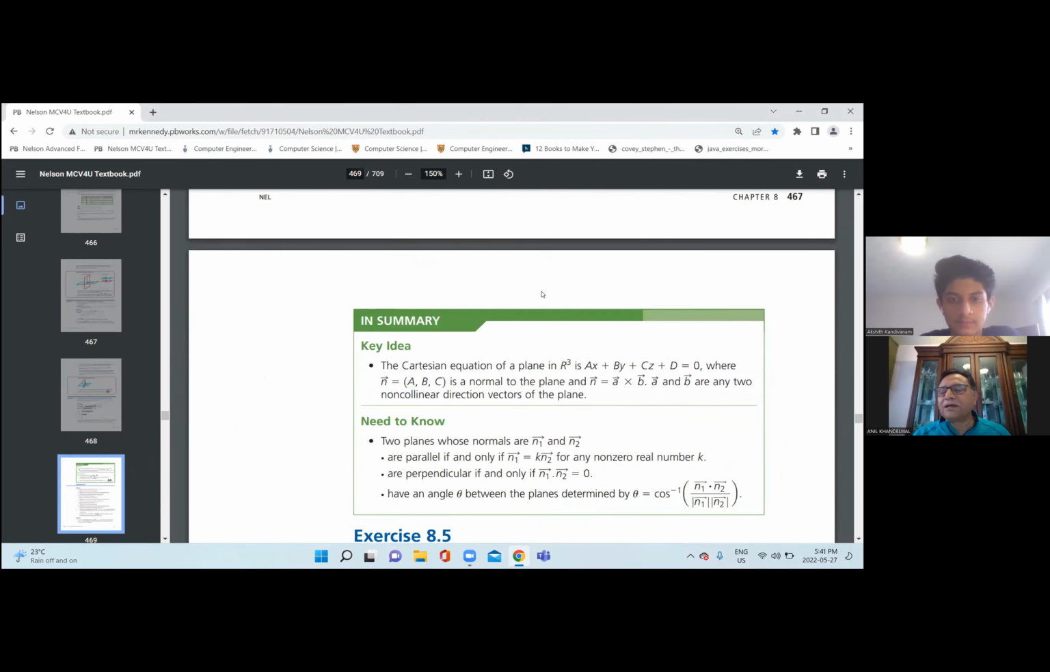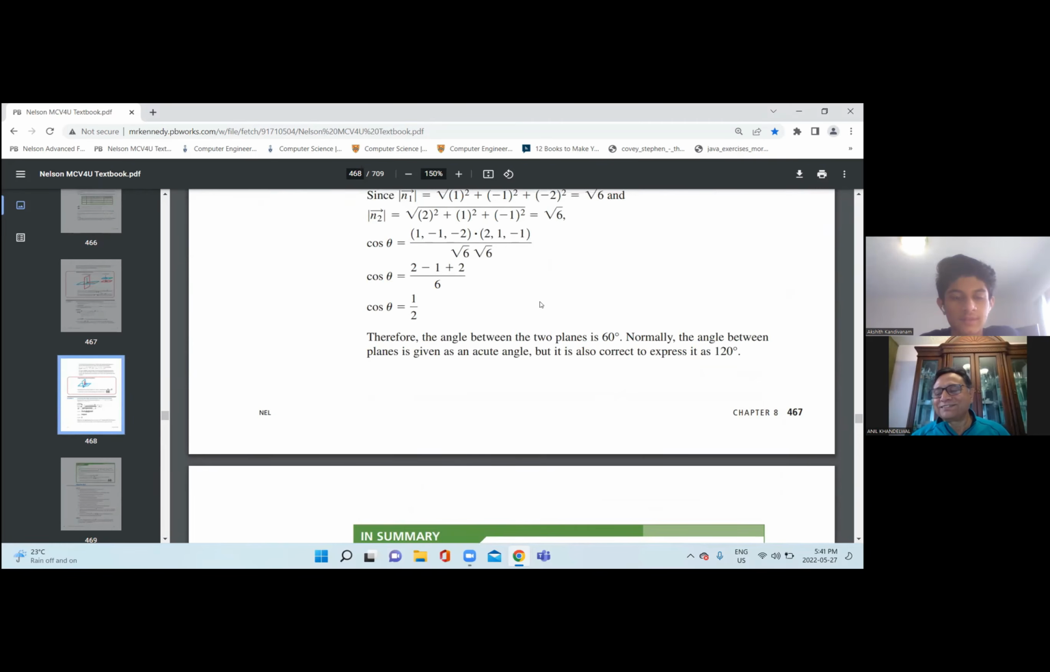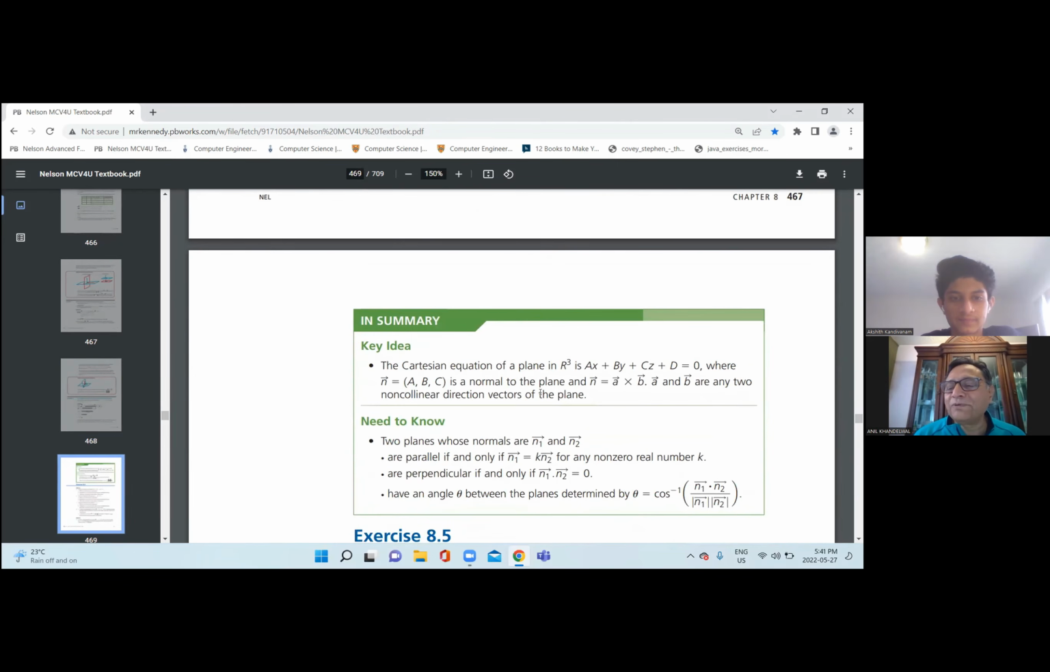So if two planes are parallel, they have the same normal, correct? The angle between the two planes will be the same as the angle between the two normals. And the normal of a plane is (a, b, c), which are the coefficients of x, y, z. Now read the key summary.